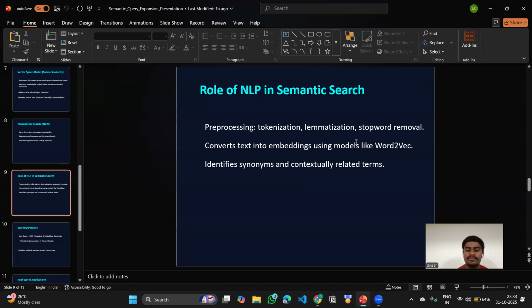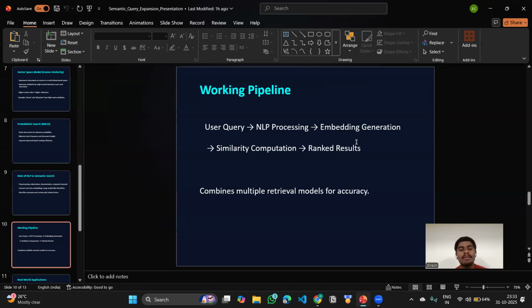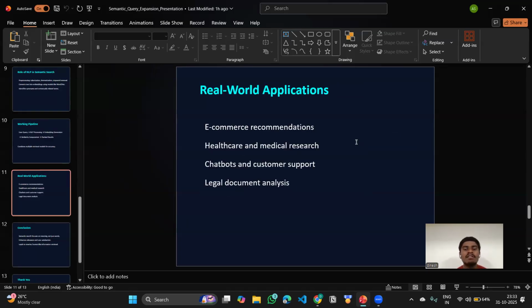What is the pipeline? First the user will ask the query. Next, the NLP pre-processing is done on the query. Then the embedding generator, similarity computation, and rank results. It combines multiple mathematical models for accuracy. The real world applications are e-commerce recommendations, healthcare, and medical research chatbots.